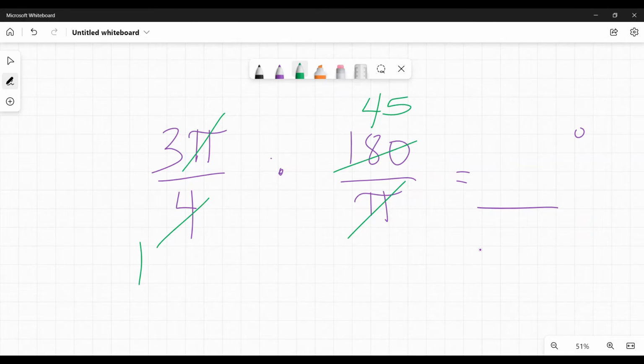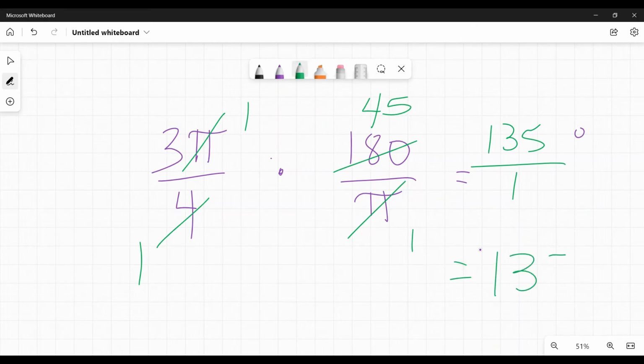And when I canceled out these pi's, by the way, it just leaves 1 in both places. It doesn't magically disappear, leaving a 0 or something. The 1 is what's left behind. So on top, I have 3 times 1 times 45, or 135. And on the bottom, I have 1 times 1, or 1. Get rid of that line. So 135 over 1 is just 135 degrees. So 3 pi over 4 radians is equal to 135 degrees.